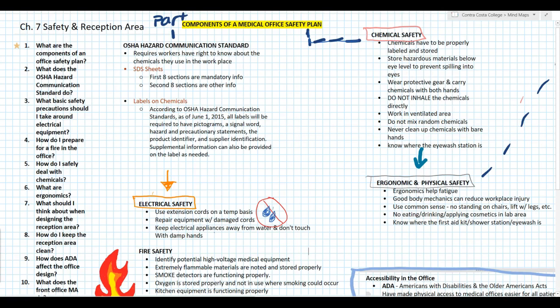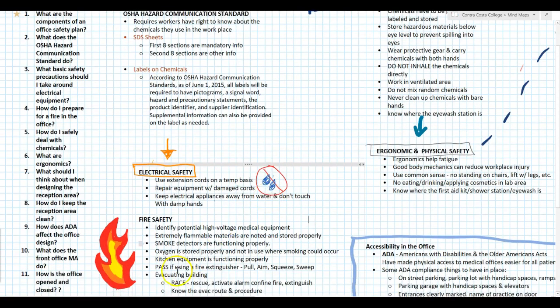All right. So, moving on to electrical safety, which is the next section. Electrical safety.